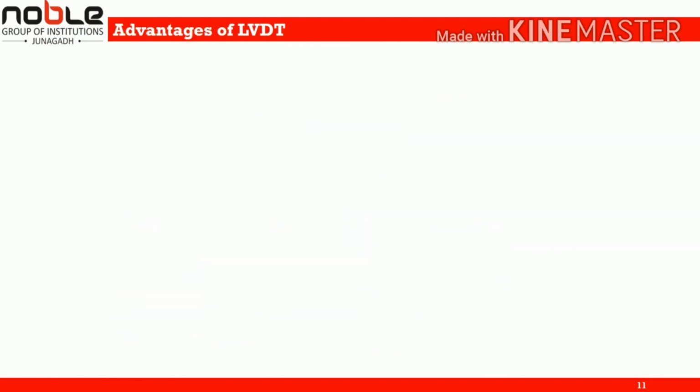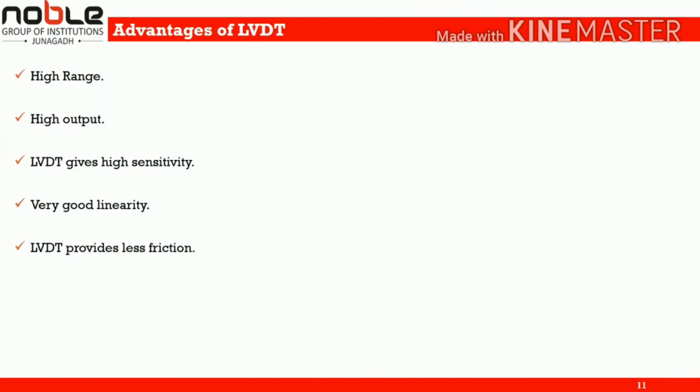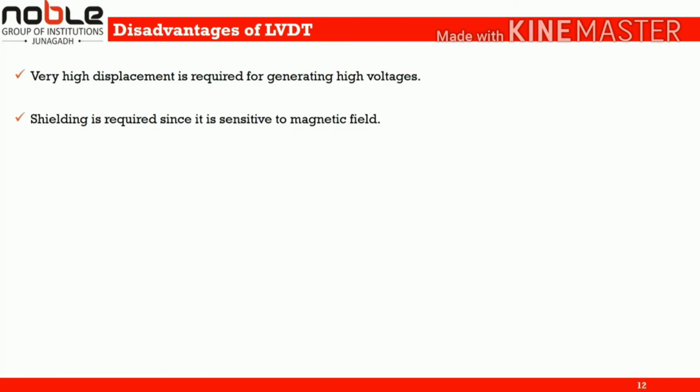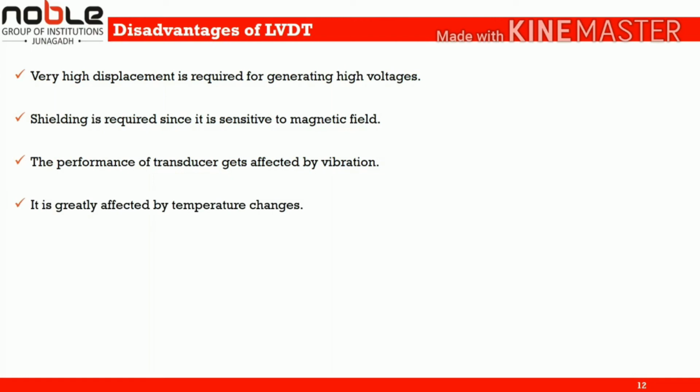Now let us see some of the advantages of LVDT. We can say high range and high output. LVDT gives high sensitivity and very good linearity. LVDT provides less friction, low hysteresis, and low power consumption. Now let us see some of the disadvantages of LVDT. Very high displacement is required for generating high voltages. Shielding is required since it is sensitive to magnetic fields. The performance of the transducer gets affected by vibration. It is greatly affected by temperature changes.